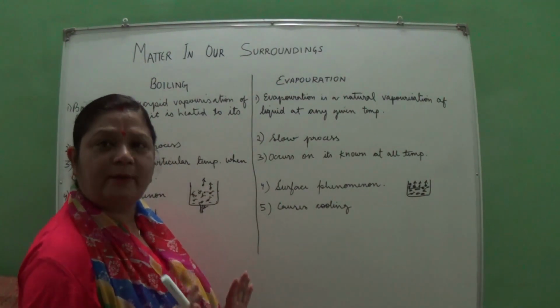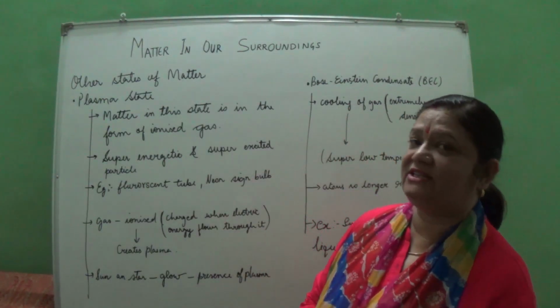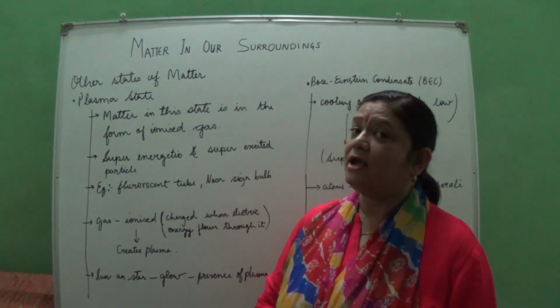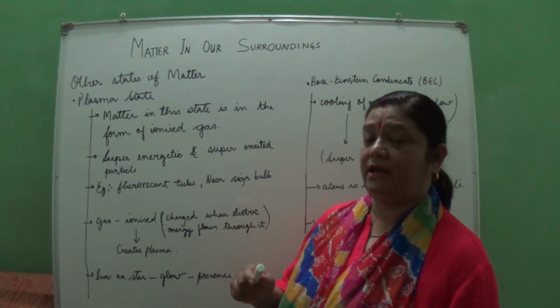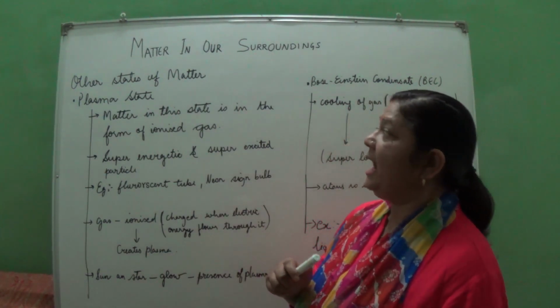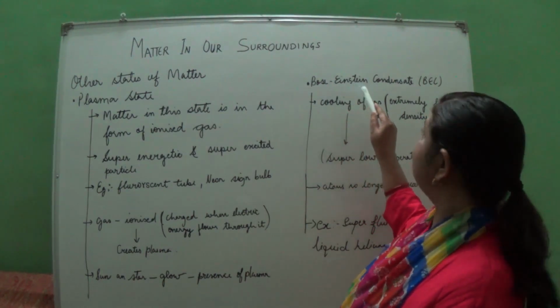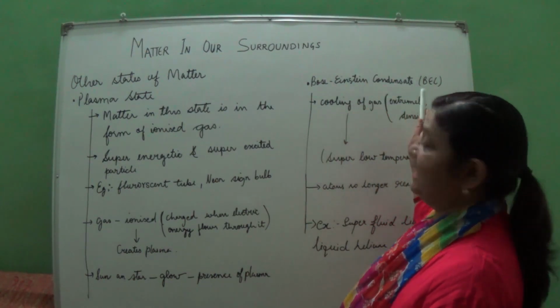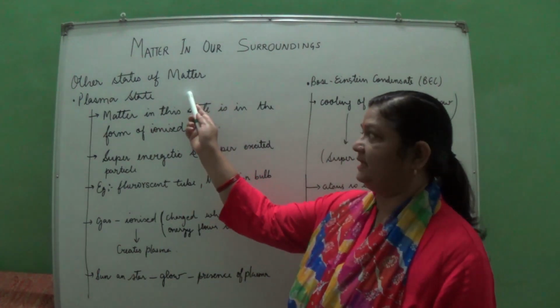These are the basic differences between what? Boiling and evaporation. So we have studied about the three states of matter. What are they? Solid, liquid and gas. Now today we are going to study two more states of matter, the fourth and fifth state of matter, and that is the plasma state and the Bose-Einstein condensate state. Okay, so first we are going to study about the plasma state.